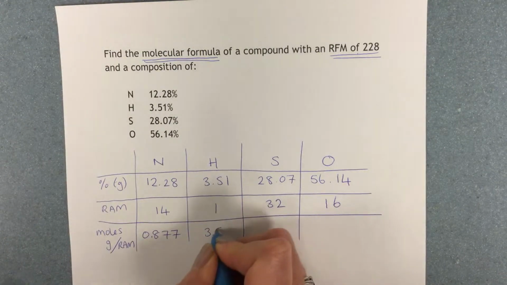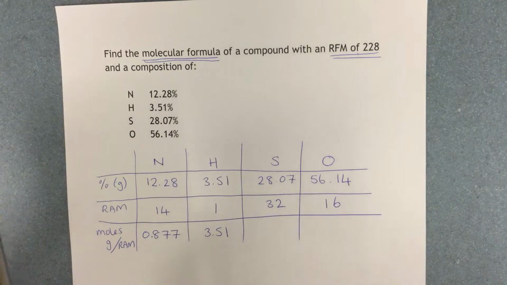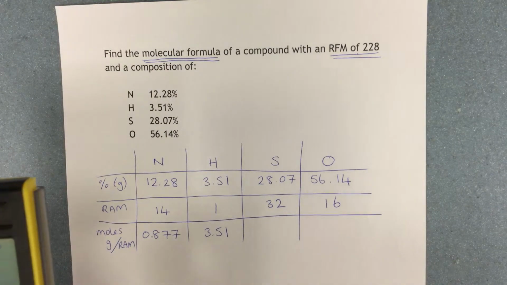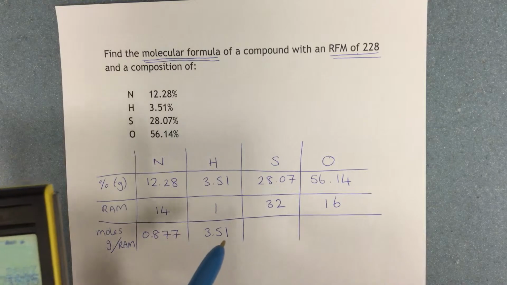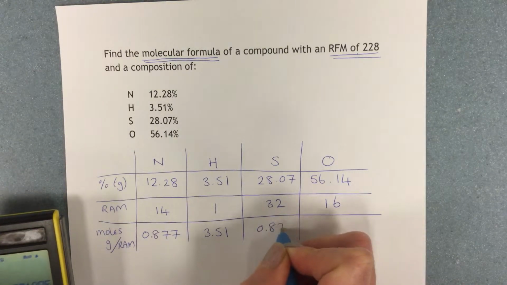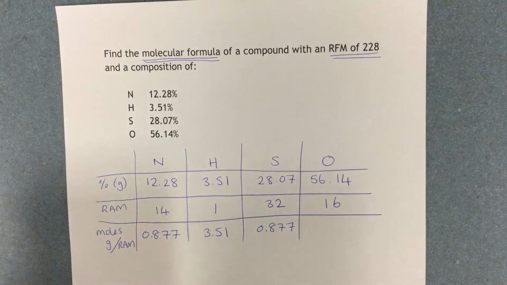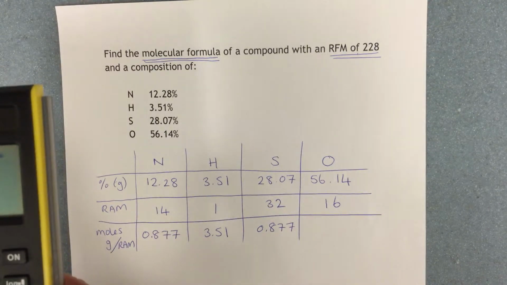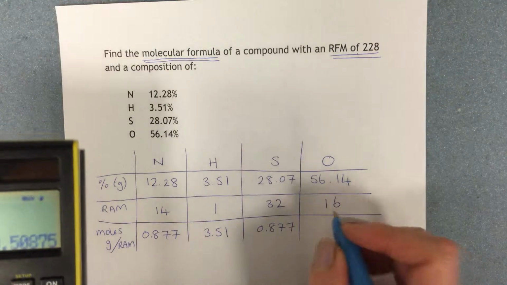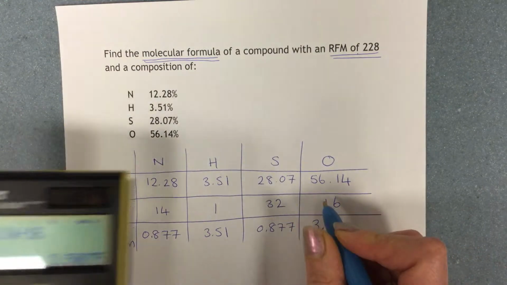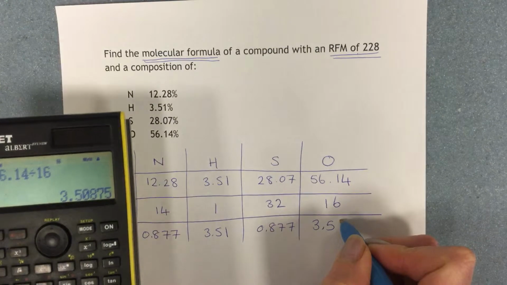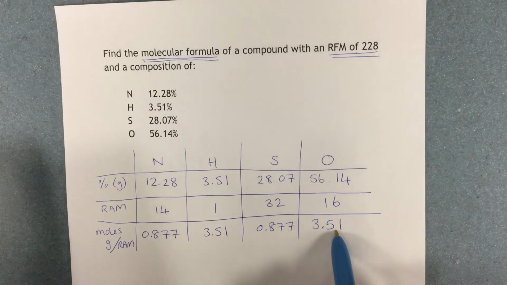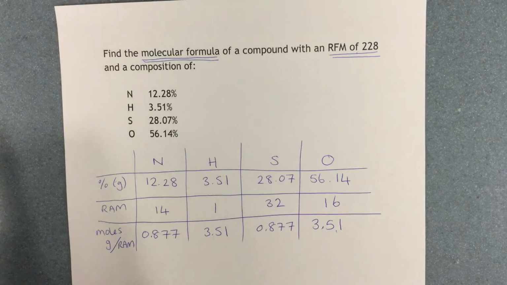3.51 divided by 1 is pretty easy. And then we have 28.07 divided by 32, which also gives me 0.877. This will often happen, that I'll get two of the same numbers coming up. That's a good sign. It shows that I'm probably doing my maths right. 56.14 divided by 16 gives me 3.508, which I'm going to round up to 3.51, and you can see that that's the same as my hydrogen. So my hydrogen and my oxygen have got the same amount in each.